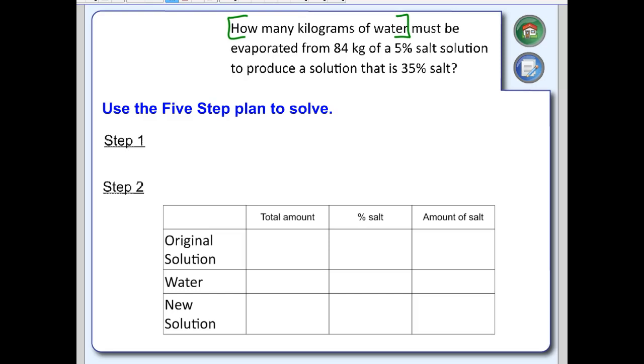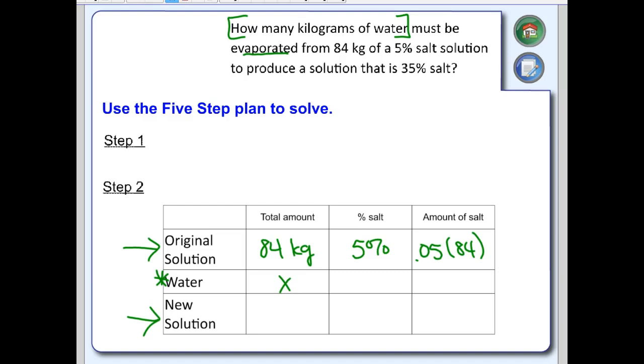Okay, did you notice I've got an original, we've got water in the middle, and a new. So if I look there at the original, what was my total amount? Well, it was 84 kilograms. Okay, what was my percent salt? 5%. We're going to change this to a decimal and multiply by 84. Water added. Actually, this time we're going to evaporate it. Okay, we talked about that at the beginning of class. So this is going to be X.